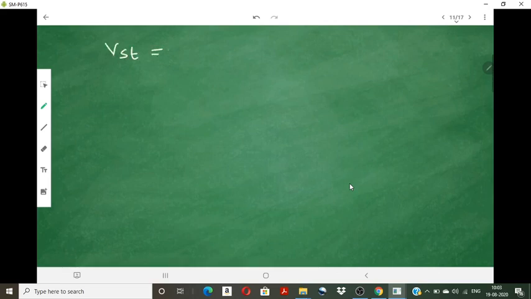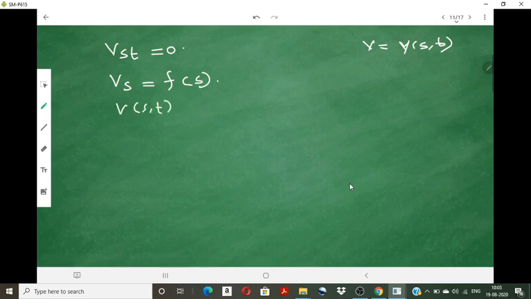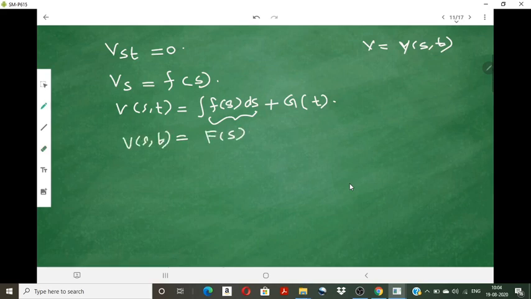Now we have to solve from this. So V_ST is equal to 0. We know V is a function of S and T. So in order to get V, first of all we have to integrate with respect to T. So integrating with respect to T, V_S may be equal to some arbitrary function of S, since it is a function in two variables S and T. Now again integrating with respect to S, we will get V equal to the integral of f of S ds plus some integrating constant that we can treat as a function of T. Now we can rename this as some function capital F of S. So V of S,T is equal to capital F of S plus G of T.